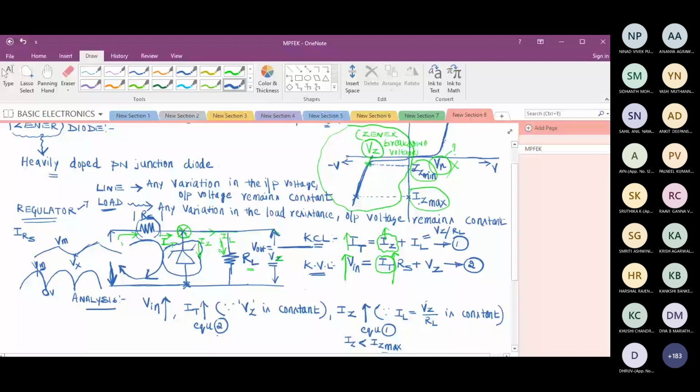Yes, sir. I can't design a circuit because the input has dropped to 0. How can I keep the current Iz above Iz minima? Is it possible? No, sir. Not possible.